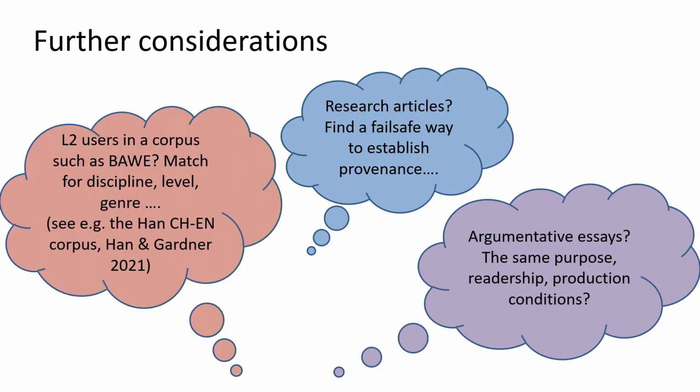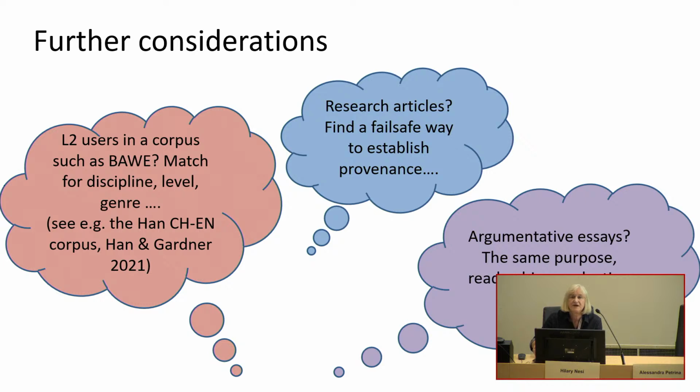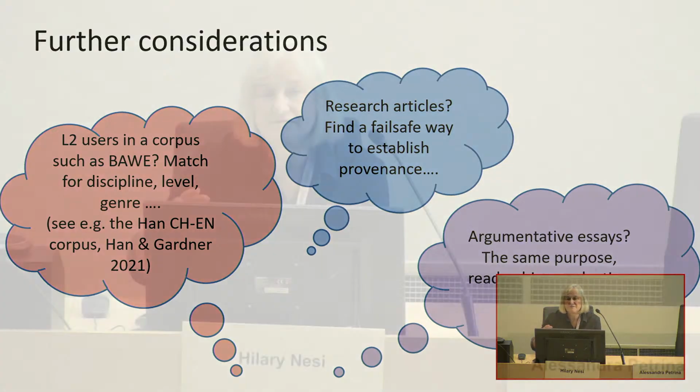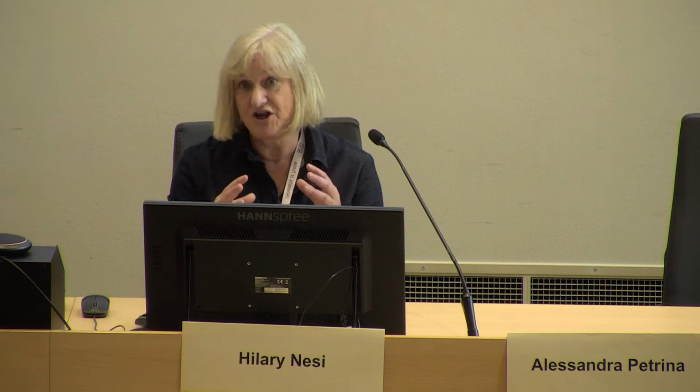But the way they did it was to identify all the Chinese contributors to BOR, and then for every one of those assignments, match it with an assignment at the same level, in the same genre, in the same discipline, so that they were doing the same thing. The remit was the same for both the Chinese authors and the L1. That reduced the size of the corpus immensely. It was about, however, actually, which is what I think there's going to be a talk about.